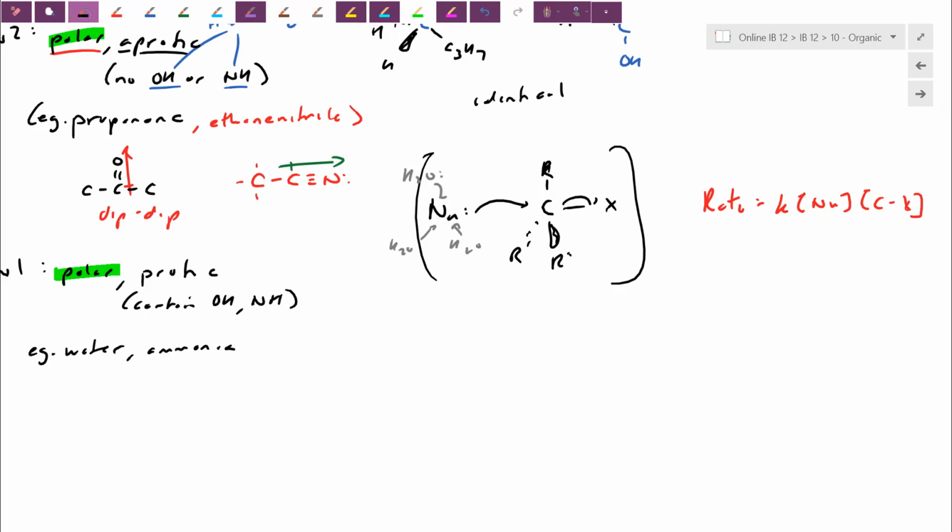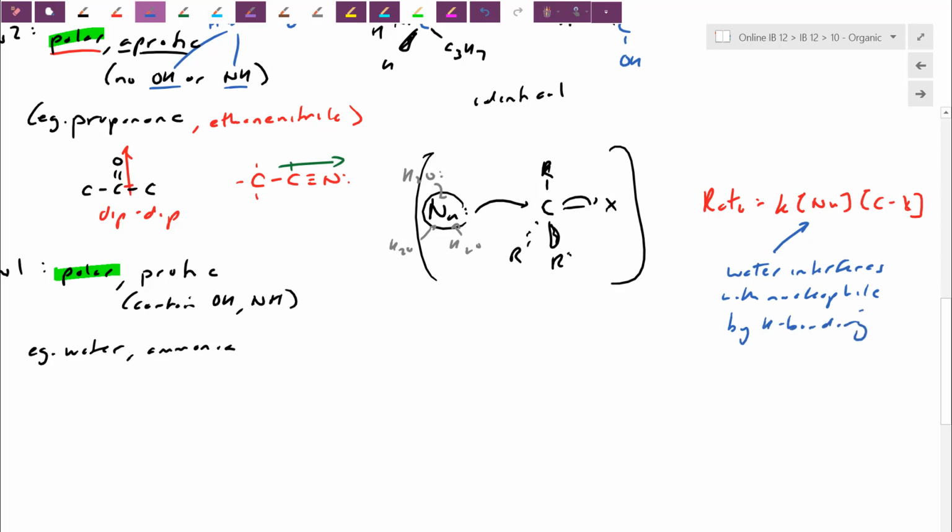Well, now that water has actually tied up your nucleophile, water doesn't have any preference, it can actually hydrogen bond with the nucleophile. Let's write that down here. Water interferes with the nucleophile by hydrogen bonding. So it allows less nucleophile to actually attack all in one step.